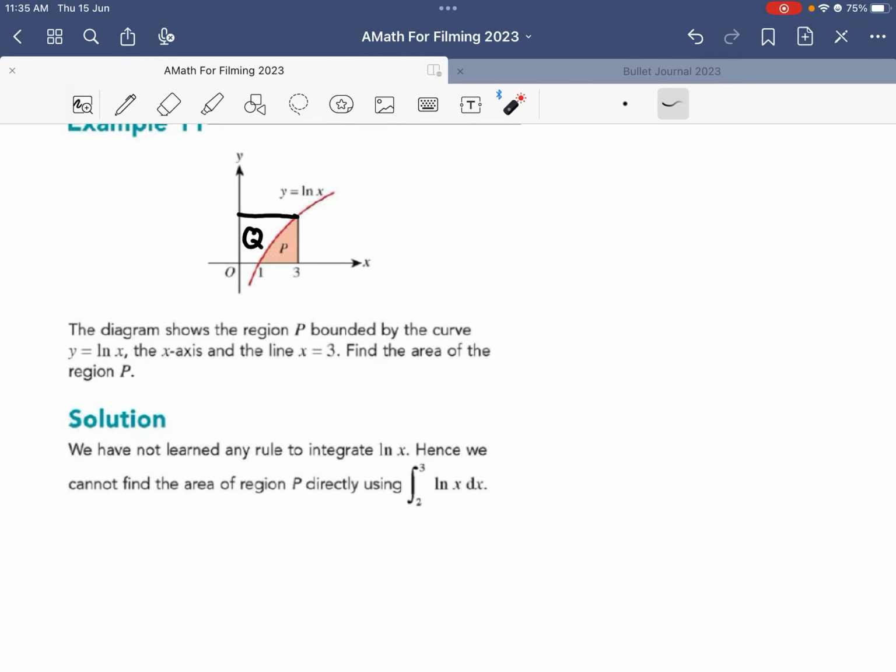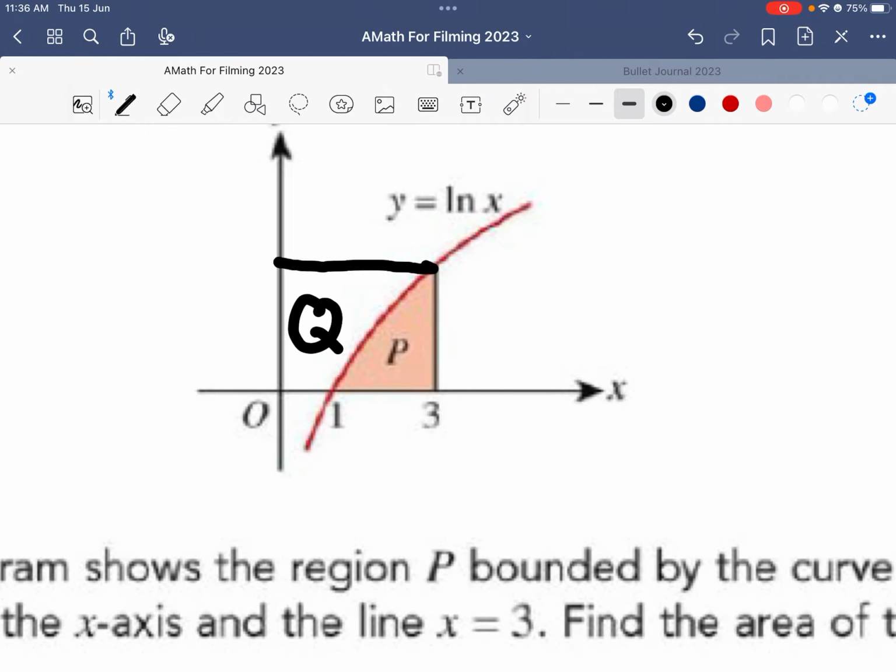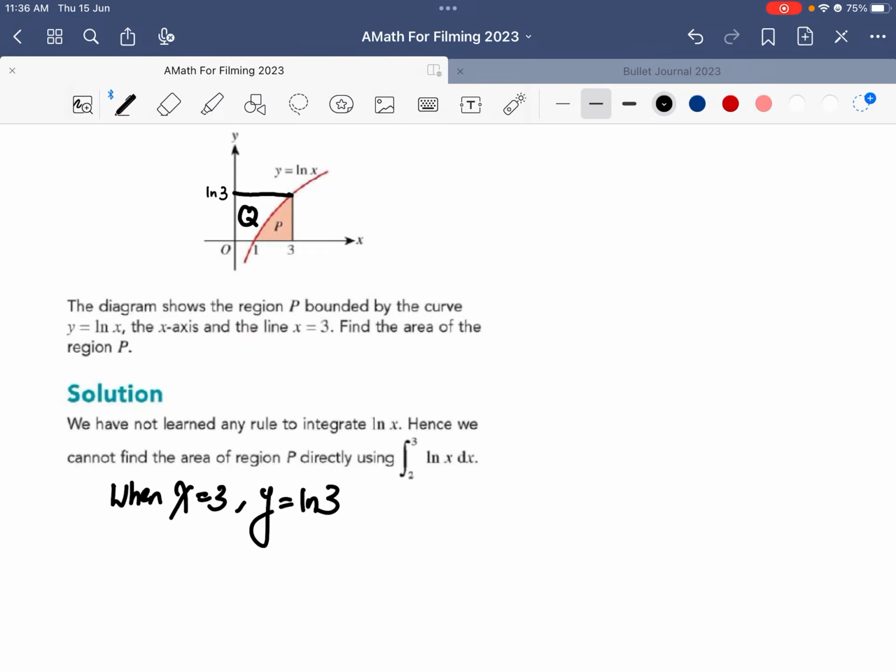If we are unable to do that, what I can do here is this. First and foremost, now that I need to find Q, I need to integrate with respect to y itself. Number two, I also need the y coordinate here so that I know my limits. When x equals 3, my y value is equal to ln 3. If I zoom in, this point here is ln 3 itself.